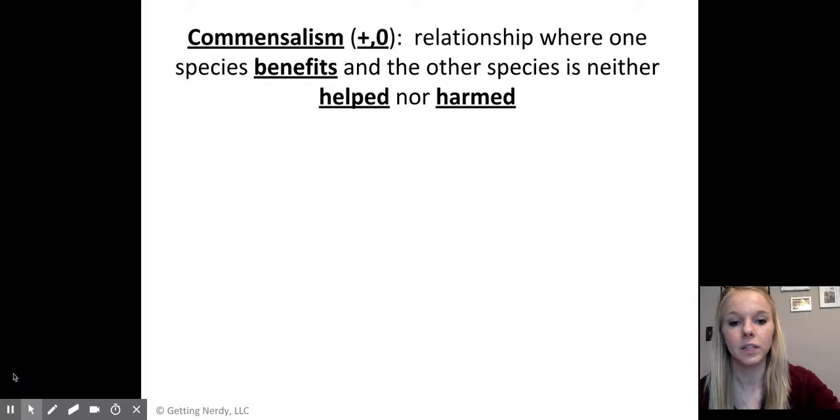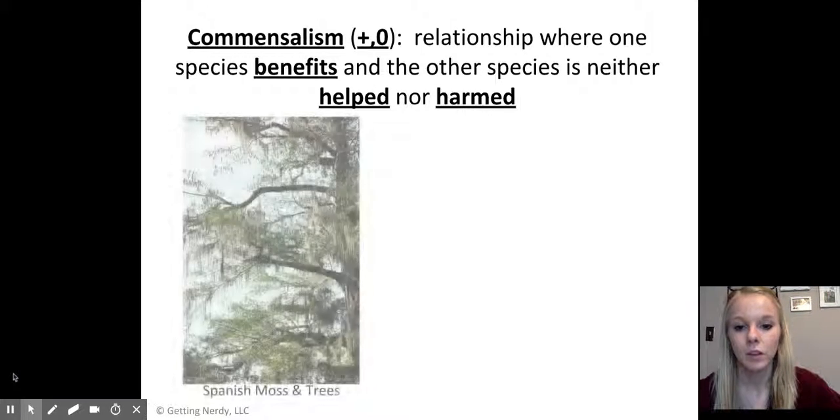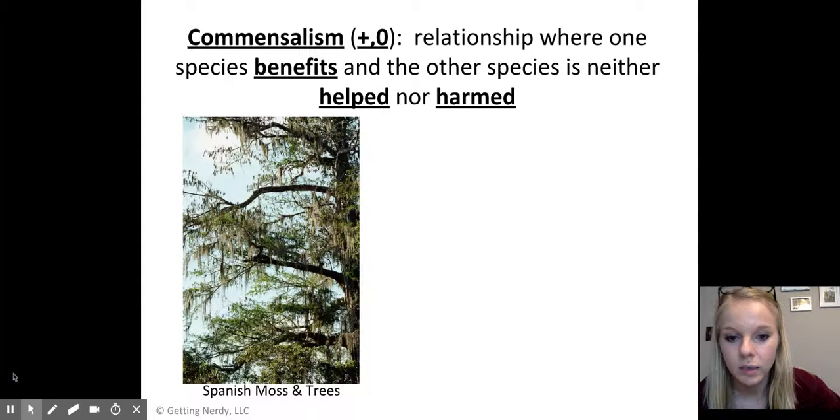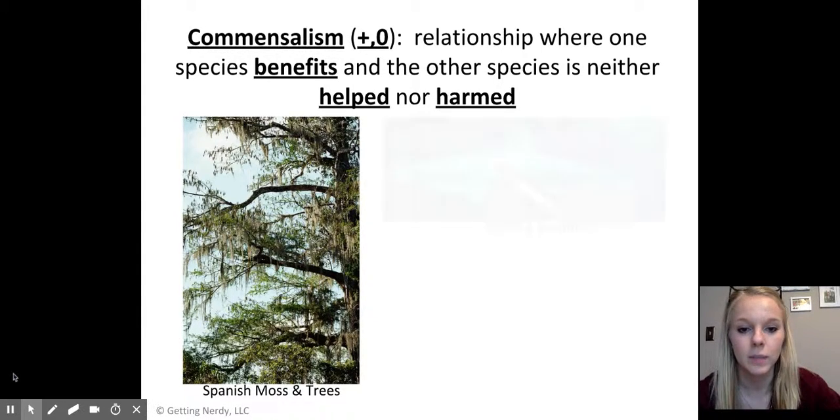Commensalism is the relationship that's described as plus zero. This relationship is where one species benefits and the other species is neither helped nor harmed. So our first example is the Spanish moss and trees, where the Spanish moss is getting nutrients from the trees and the trees are not bothered by the Spanish moss.